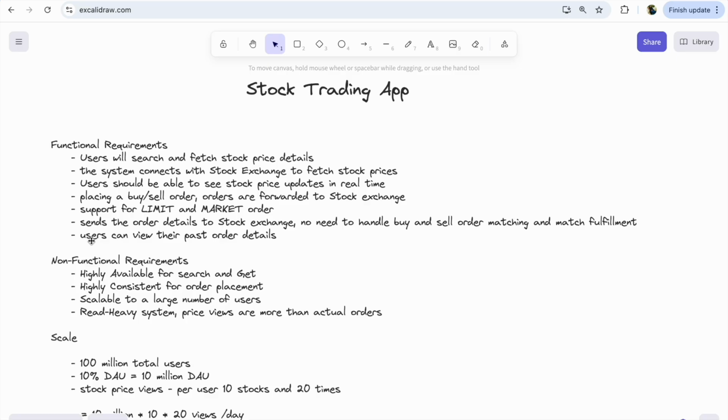And the last requirement we have is users can view their past order details. This is a simple one.